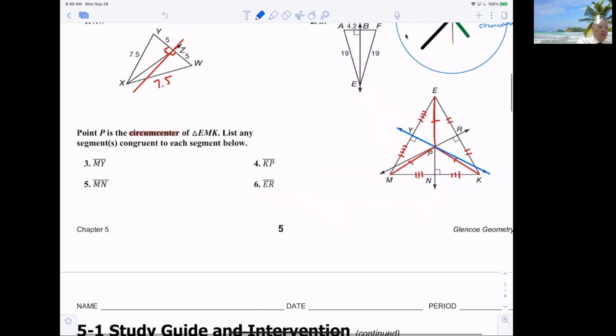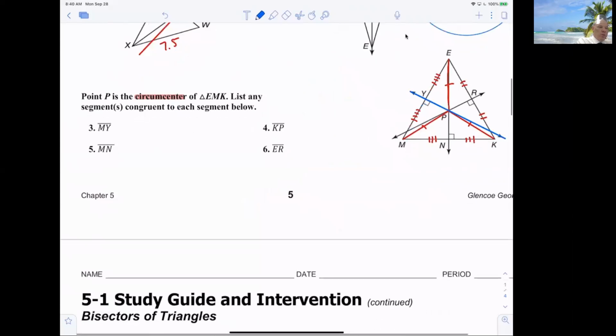So now, list any segments congruent. So what's congruent to MY? Hold up, guys. You're too fast. That is correct. EY. What's congruent to KP? MP and EP. Thank you. And what about MN? NK. And what about ER? RK.